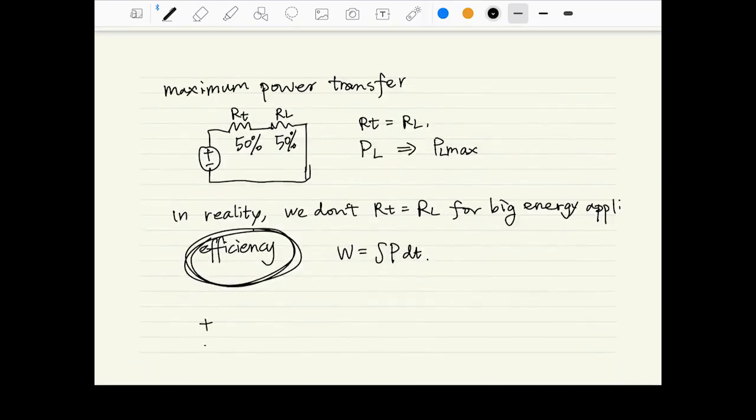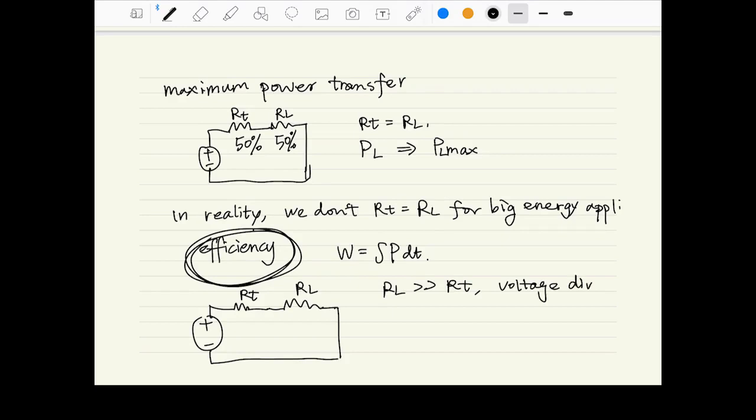By making the RL much larger than RT, by voltage division law, we know that VL, the voltage across the load, will also be much larger than that across RT. And their currents are the same. And in this way, the PL will be much larger than PT. So even if PL is not its maximum, it is much larger than PT, which means that it saves energy. It increases the energy efficiency. So be careful about that when you're designing your own circuits.